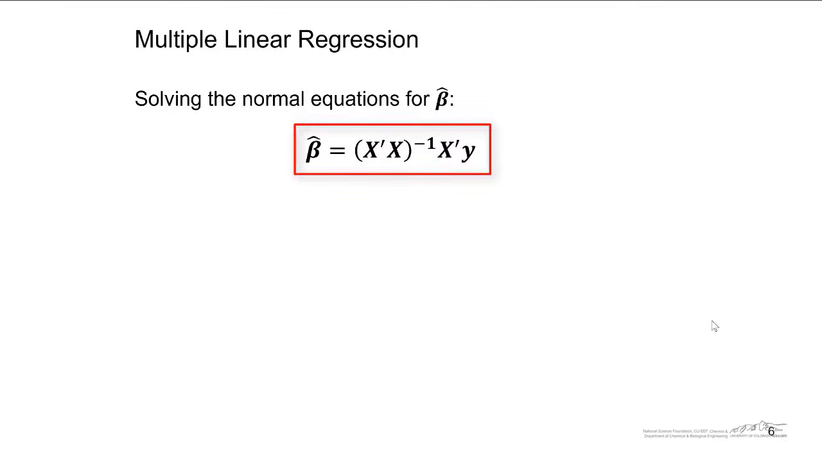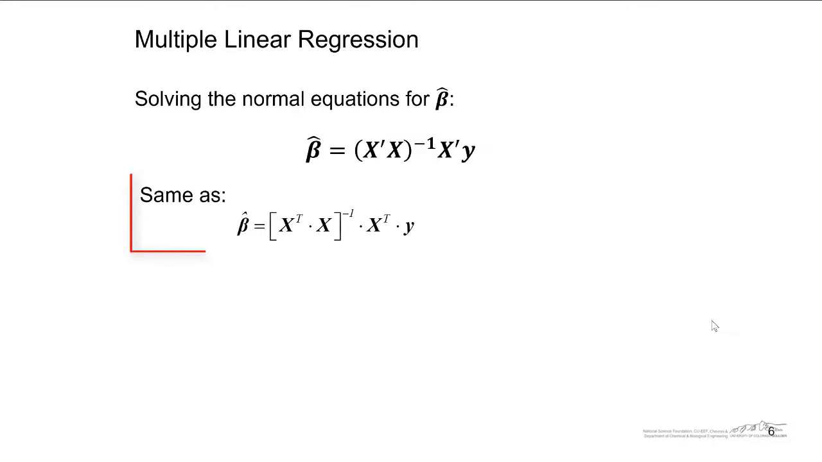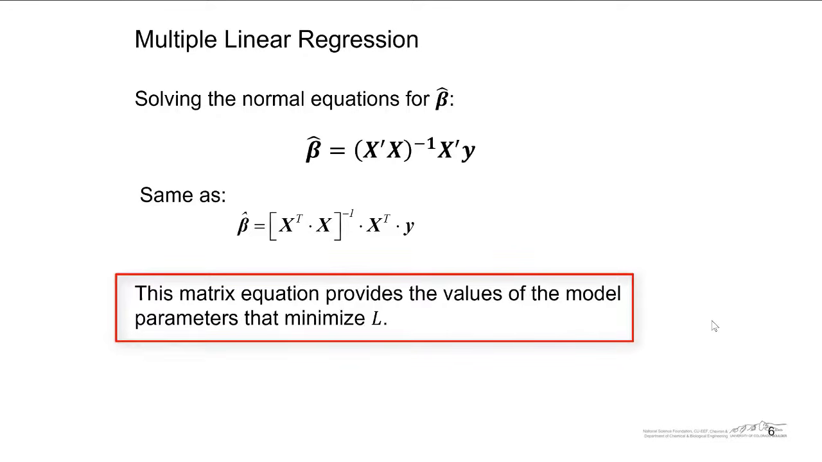And so this is how we can calculate our regression coefficients in our model. And again, you might see me write this a little bit differently in some of the workshops and presentations in this class. This matrix equation provides the values of the model parameters that minimizes the least squares. In other words, this gives us the best model for our experimental data.